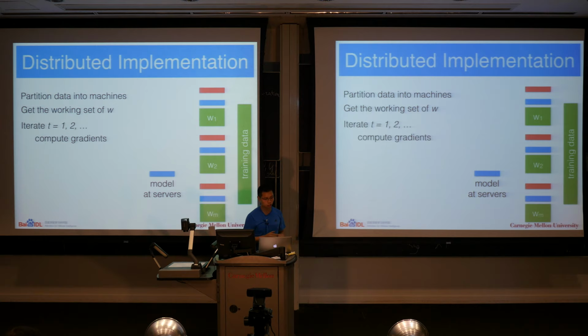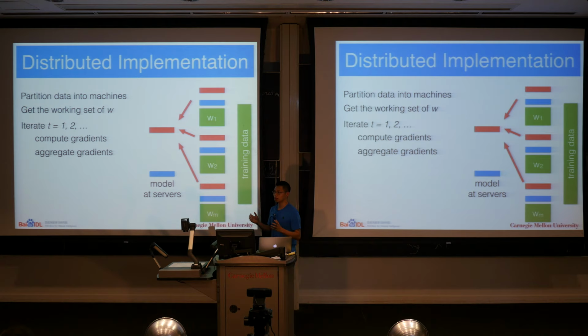For each iteration, you first compute a gradient. Each machine uses the local training data and the local model to compute a local gradient. Next, you want to sum over all these gradients to get a global one, because the gradient is a summation over all training data. So you do an aggregation here to get the global gradient over all training data. Once you have that, you can update your model by taking the current model minus the learning rate times the gradient. This is gradient descent.